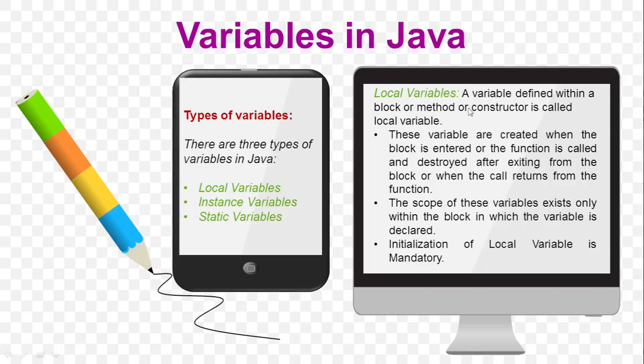Last time we tried to see a block and method. Similarly, if we define a constructor, the same thing will be shown: a local variable defined inside a block, inside a method, or inside a constructor remains accessible only within the block, method, or constructor where it is defined. It cannot be accessed from outside. Now these variables are created when the block is entered or the function is called, and destroyed after exiting from the block, or when the call returns from the function, as we have seen.